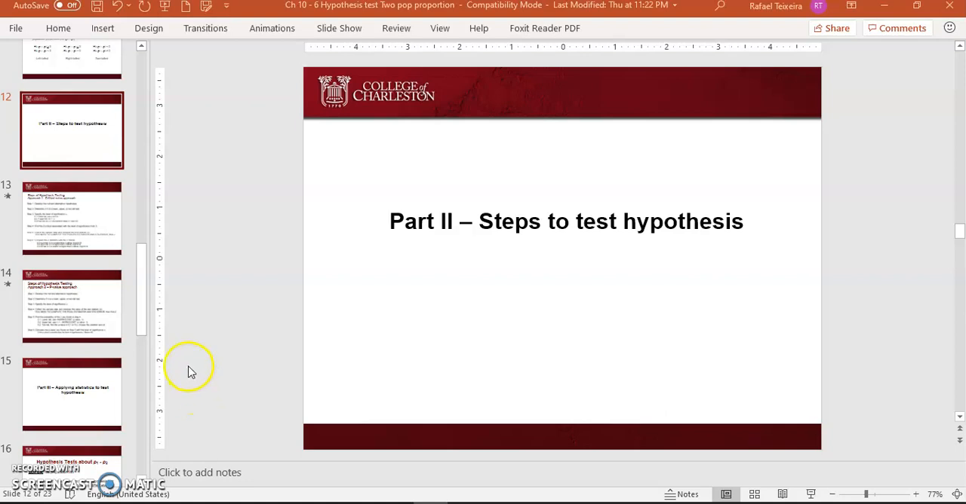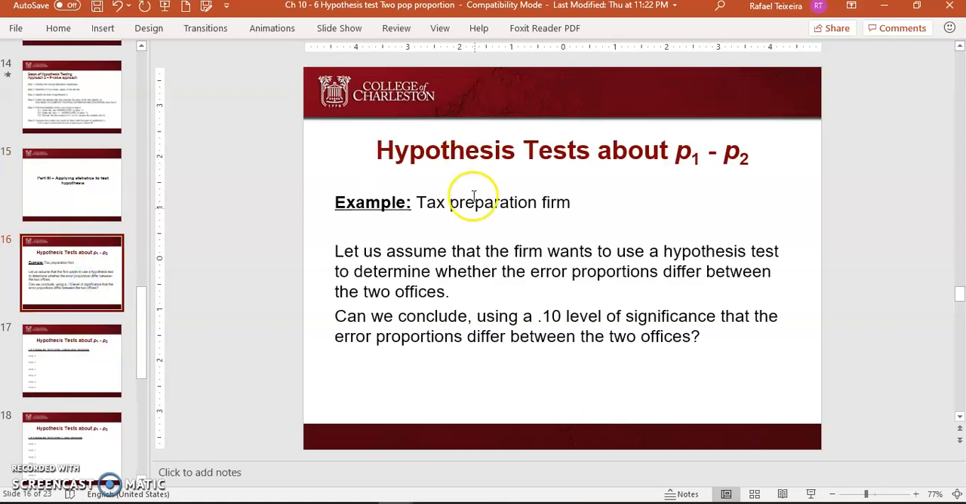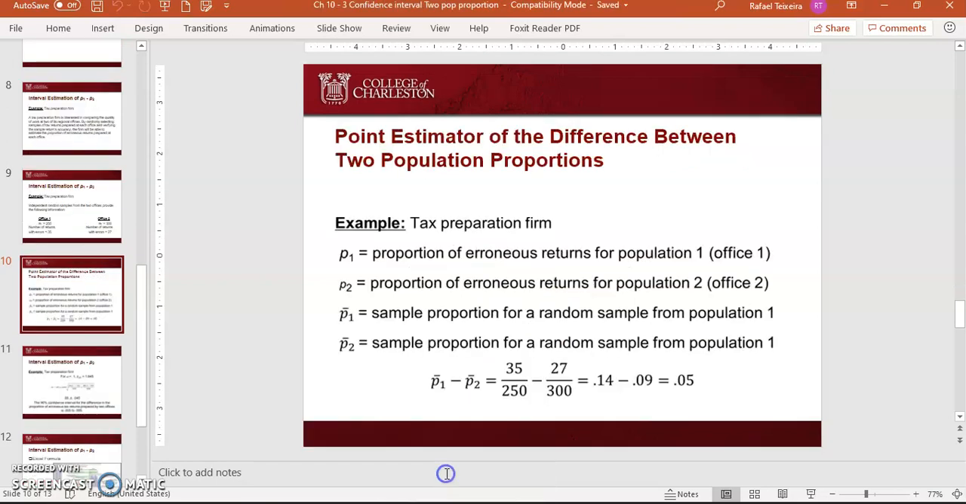Hi, this video is to talk about testing hypothesis for the difference between two population proportions. Okay, so let me see here the application. This is the tax preparation firm problem we had in the slides for the interval estimate for two population proportions.